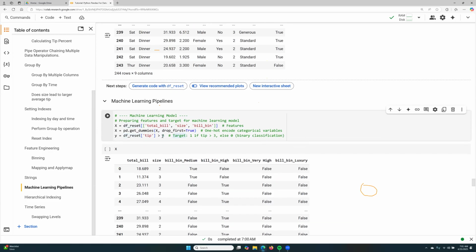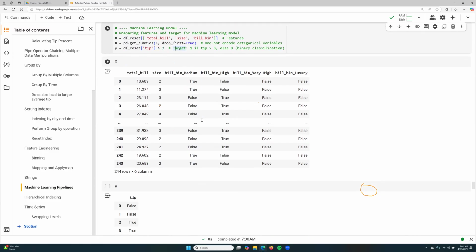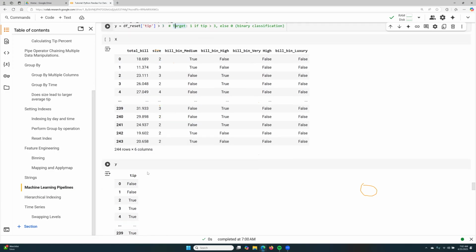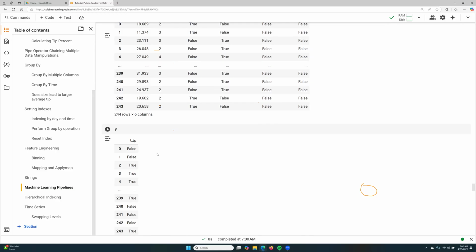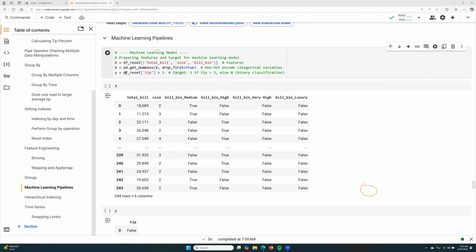And then we could set this Y variable, df_reset tip greater than 3. So it's a 1 if it's greater than 3, else it's 0. Basically, it's a Boolean classification. You're going to see this: False, true, true. You could treat it where true is 1, false is 0. Scikit-learn actually does accept this, so you don't have to convert the values to 0 and 1. You could just keep it at its Boolean value, true, false, and that's sufficient.